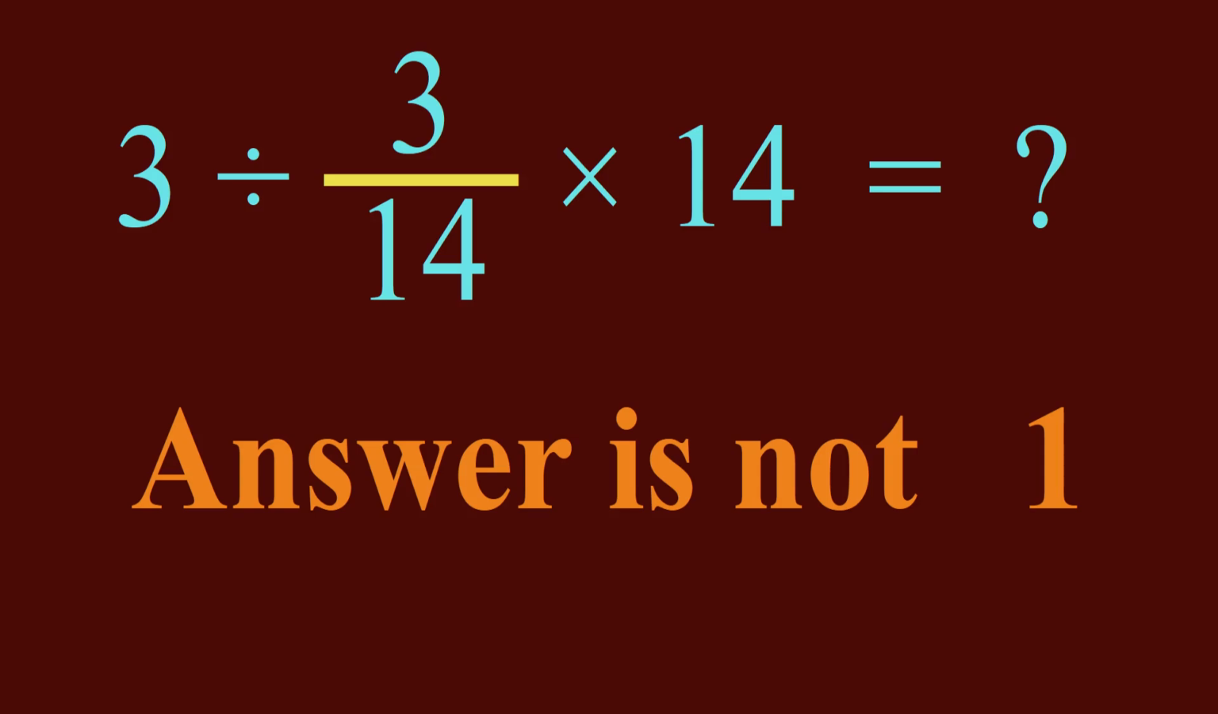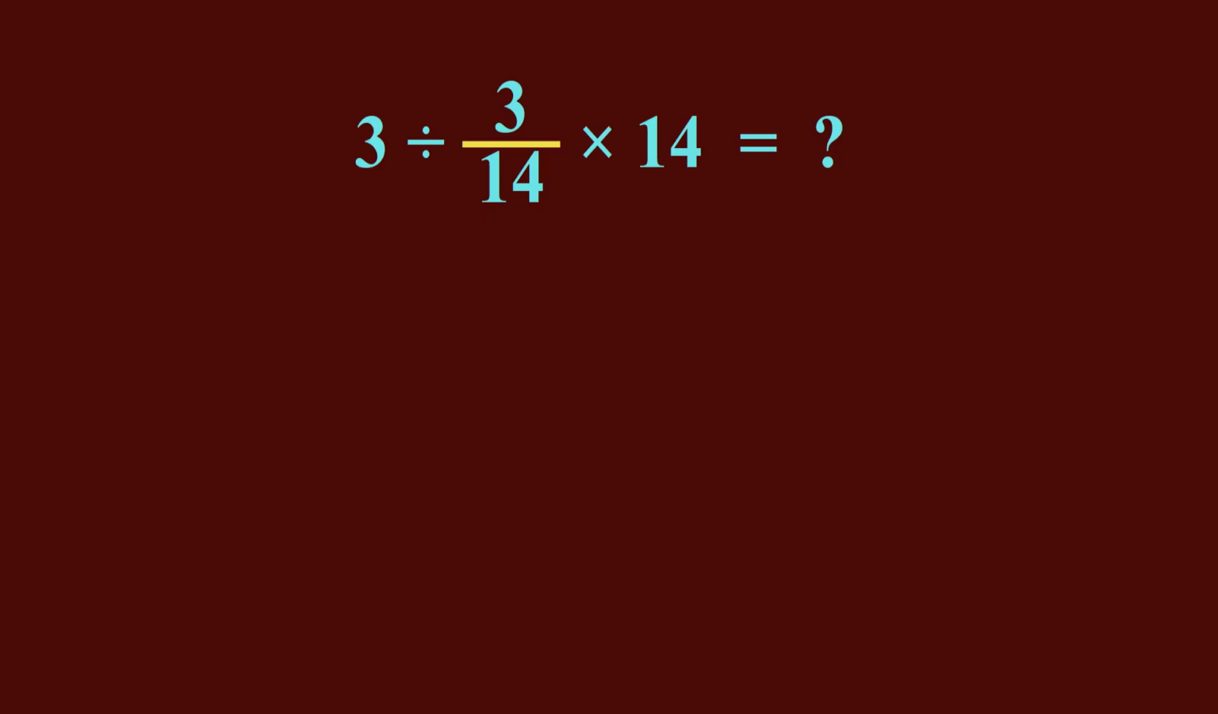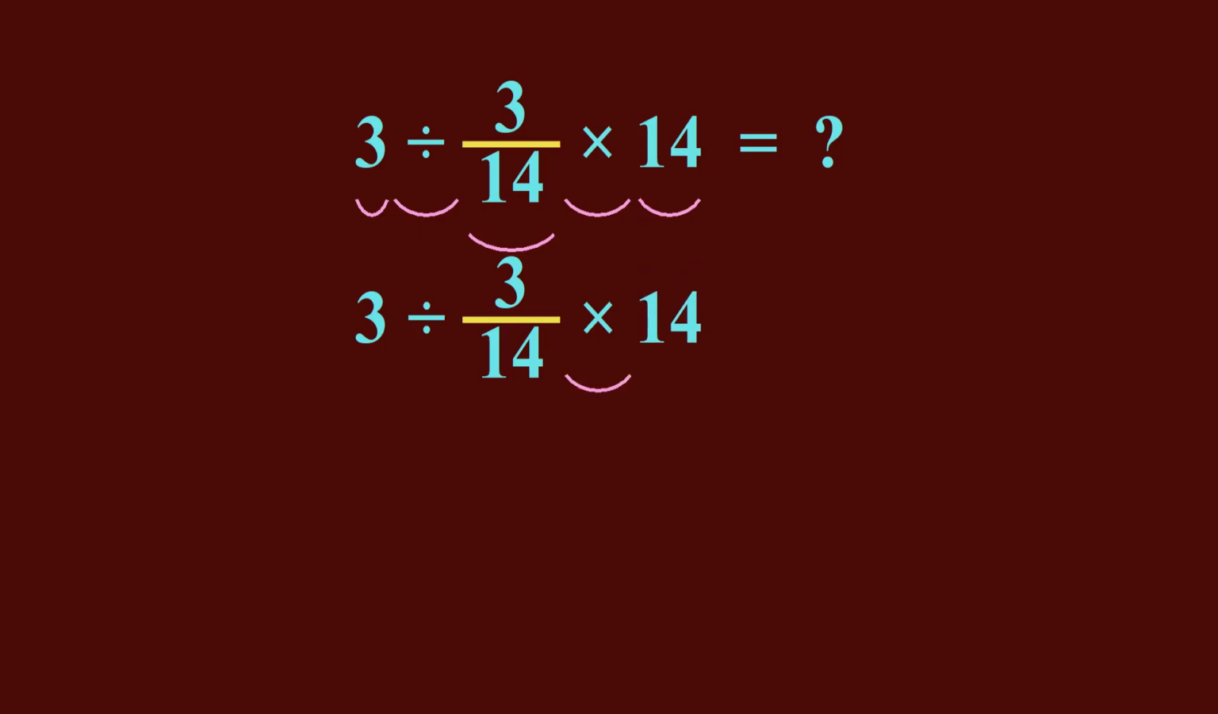In this mission, our goal is to determine the numerical value of this statement: 3 divided by 3 over 14, then times 14. First we do this multiplication, 3 over 14 times 14. We can easily cancel this 14 and this 14. So here we have this 3 only, and 3 divided by 3 equals 1.